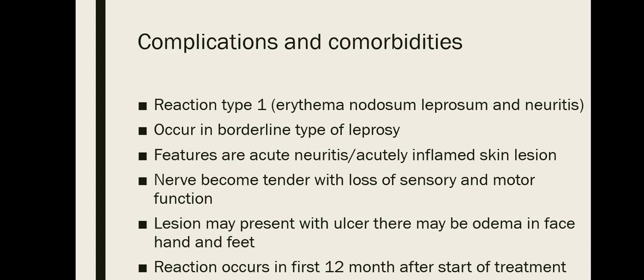Complications and comorbidities. Type 1 reaction, which is characterized by neuritis and acute inflamed skin lesions. It occurs in borderline types of leprosy. Features are acute neuritis, acute inflamed skin lesions, and nerves become tender with loss of sensory and motor function. Lesions may present with ulceration, and edema may develop in the face, hands and feet. Reaction occurs within the first 12 months after the start of treatment.